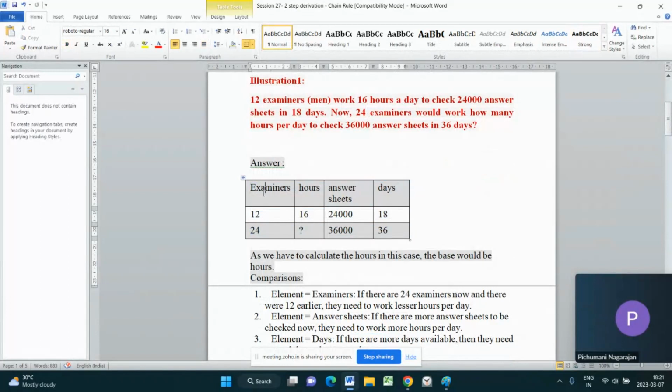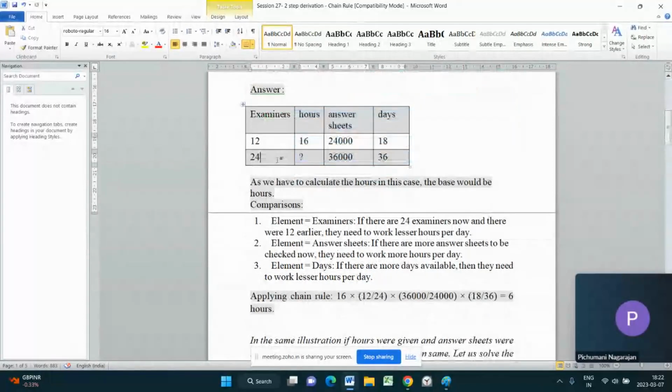There are 4 elements: examiners, hours, answer sheets, and days. 12 examiners, 16 hours, 24,000 sheets in 18 days is written here. 24 examiners, 36,000 sheets, and 36 days. And how many hours? Hours is not known. We are now comparing these elements. In the end, we have to find the answer, the missing number.